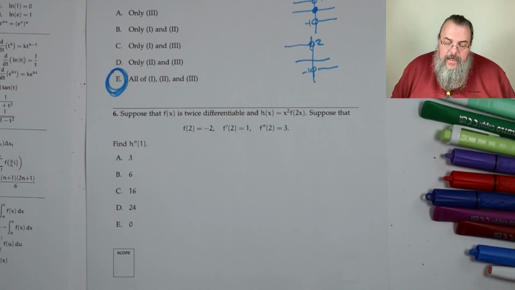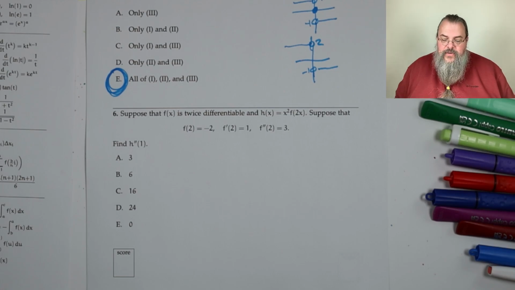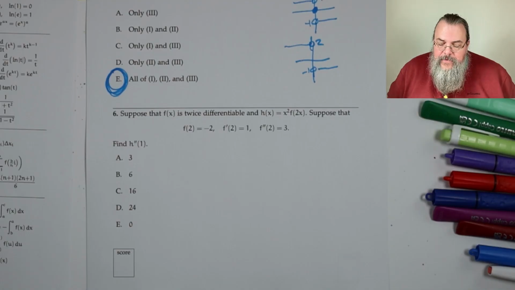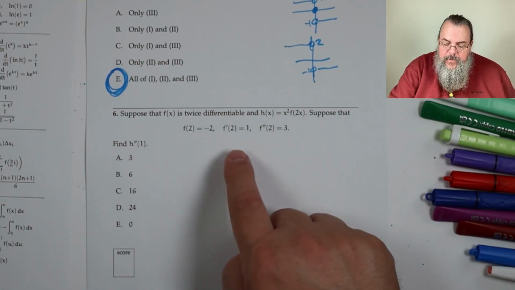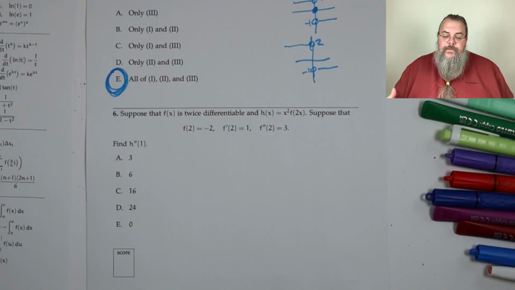Suppose that f of x is twice differentiable. That just means we can take 2 derivatives. And h of x is x squared f of 2x. Suppose that, and we have information about f of 2, f prime of 2, and f double prime of 2. Find h double prime of 1.